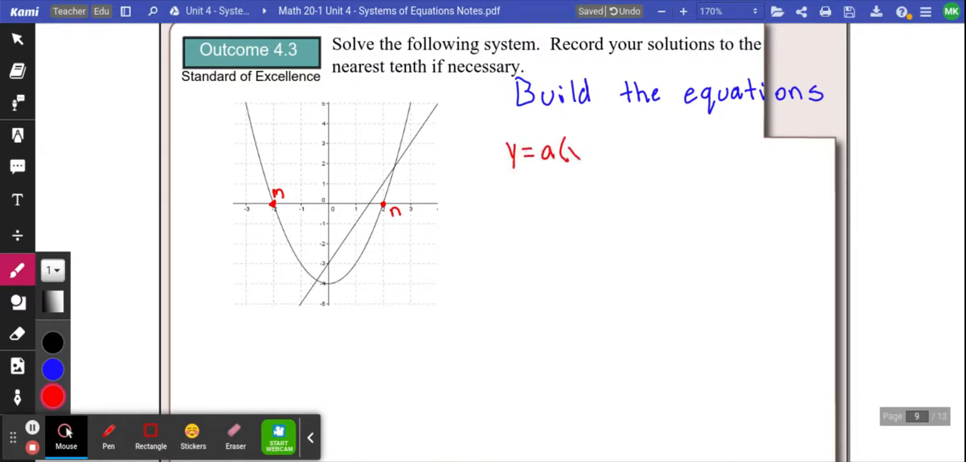Our factored form looks like this, x minus m, x minus n. You also could have made vertex form if you wanted. m was -2, so we have minus -2. And n was +2. If we do a little bit of simplifying, that means I have x plus 2, x minus 2.